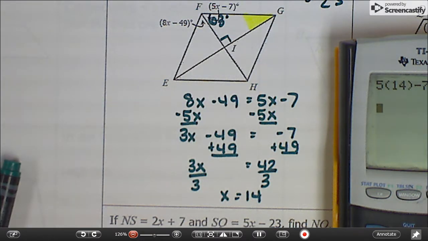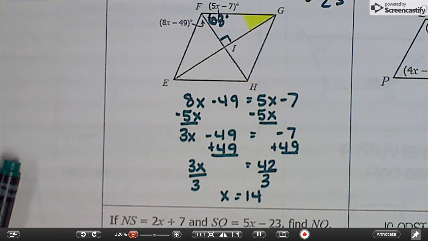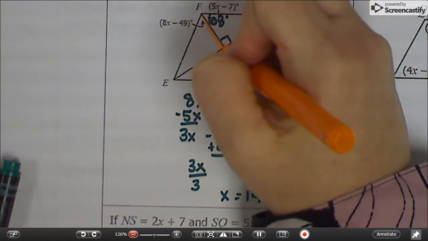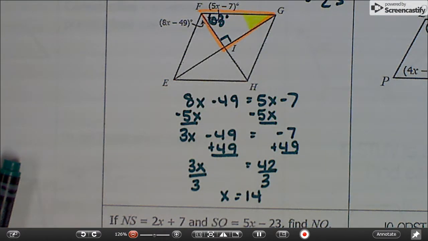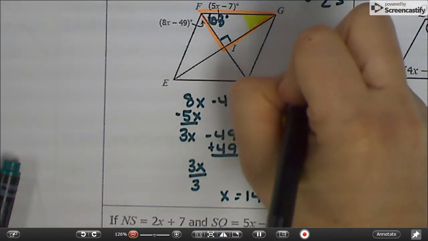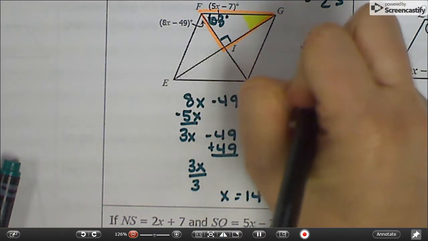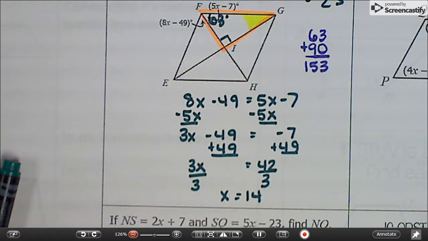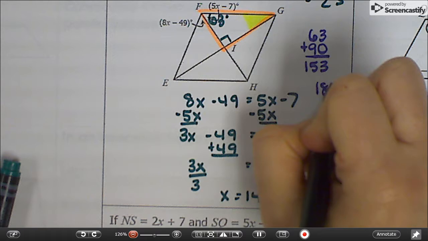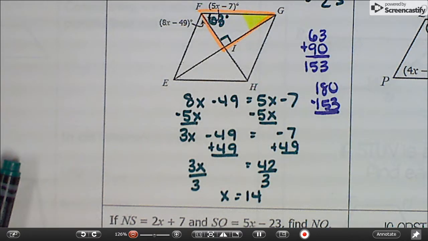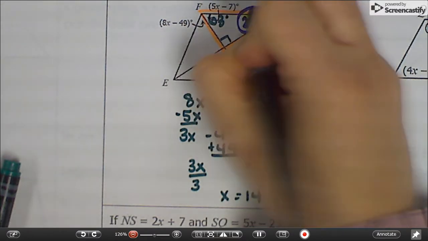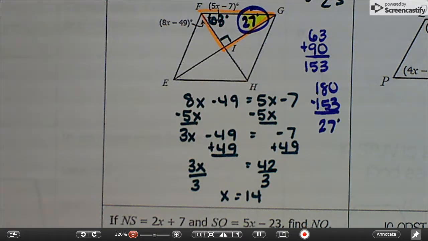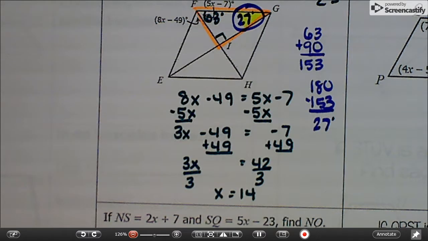And at this point, there's quite a few ways you could figure this out, but I'm going to do it the way I just saw, which is kind of look at this triangle right here. We learned way back when that the sum of the angles in a triangle is 180. So I'm going to do 63 plus 90, which is 153, and then do 180 minus 153. 27 degrees. So the measure of angle FGE is 27 degrees. All right, isn't this easier than the other paper? All right, let's look at another one.